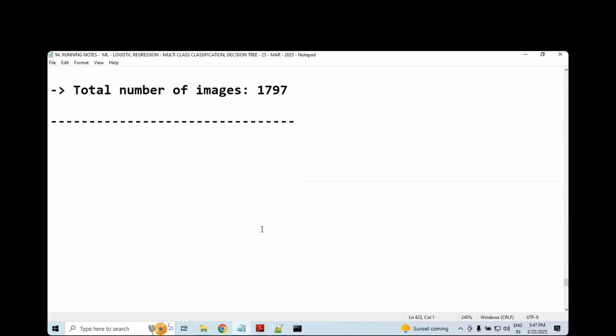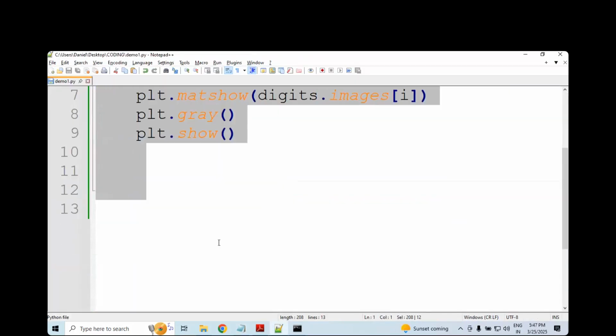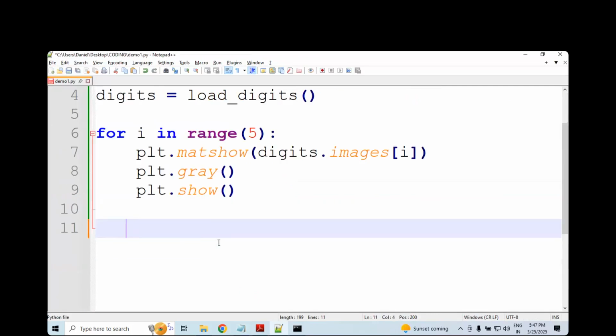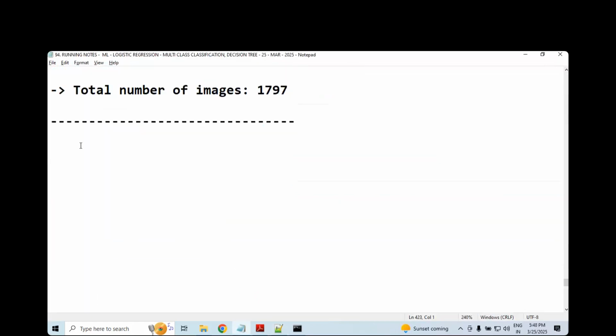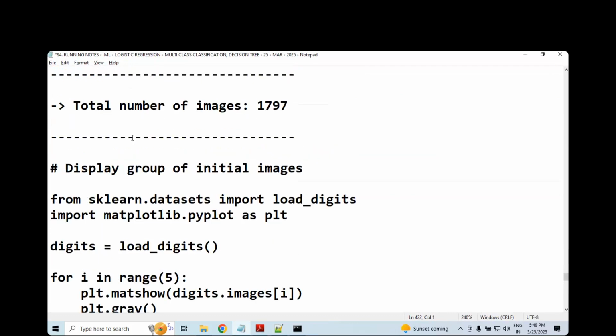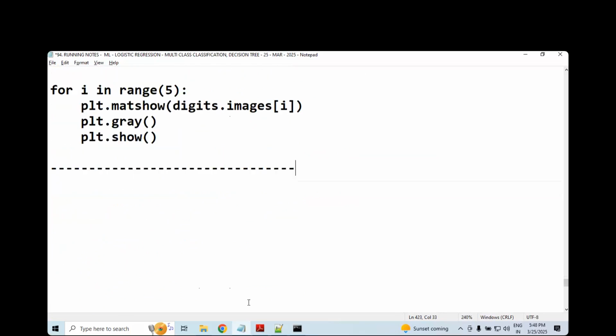Let me take this example, displaying a group of initial images. Then you can call this one. Yeah, more, the next example. Fine then.